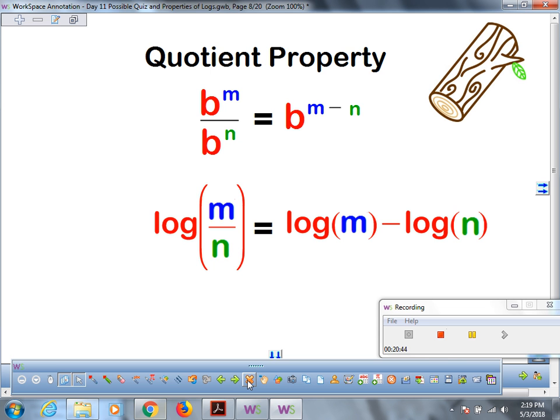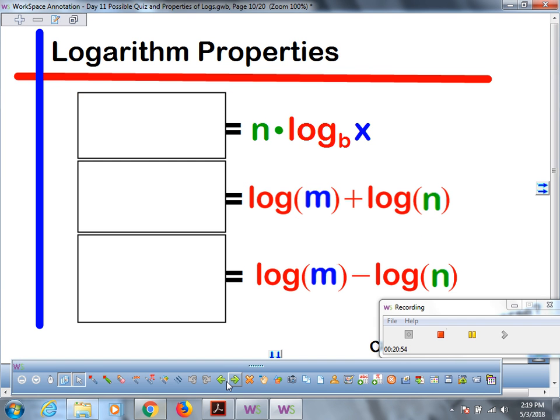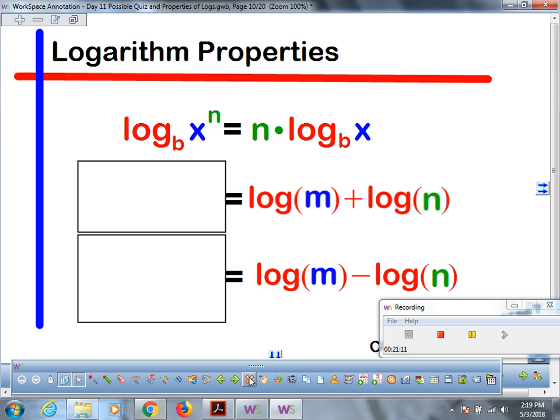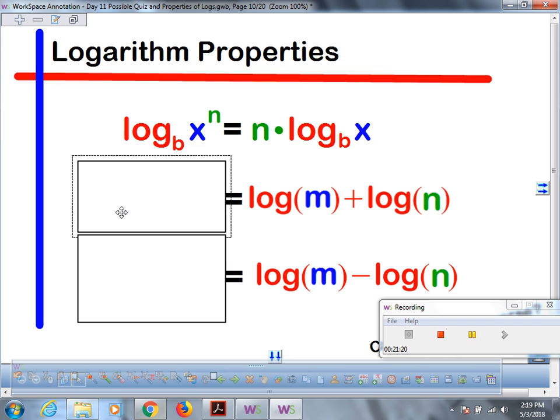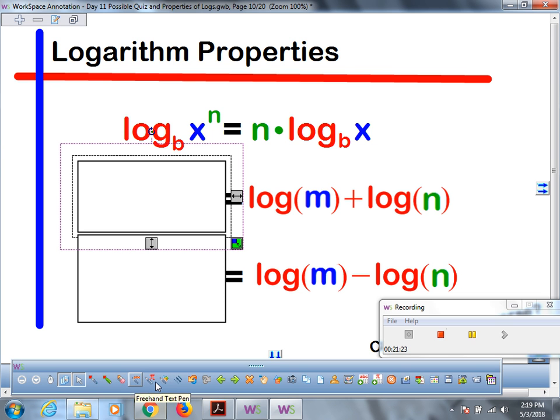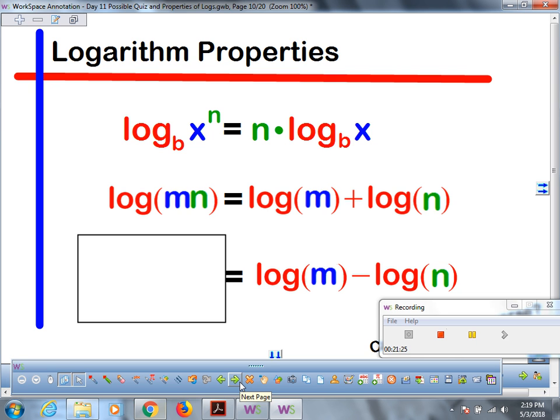So what we're going to do today is actually work in reverse. So reversely, can you do those? The power property, what if you undid the power property? What would it look like? It would be log b of x to the n, right? That's in reverse. What about this one? Log mn. And what would this one look like?